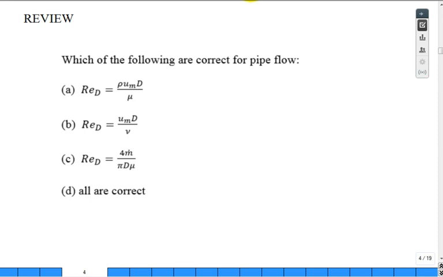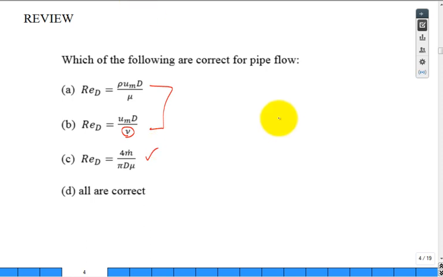Let's go ahead and stop. Are we all correct? Well, what is this property nu? Is it equal to mu divided by rho? Yeah, that's all fluid mechanics. All right. Okay, so that looks like these two are good. I'm in a quandary. Is this one good or not?